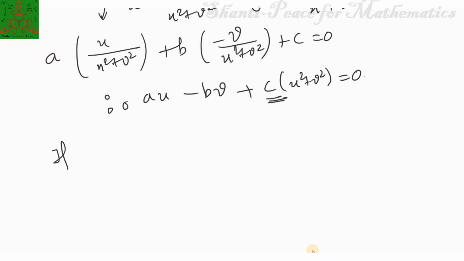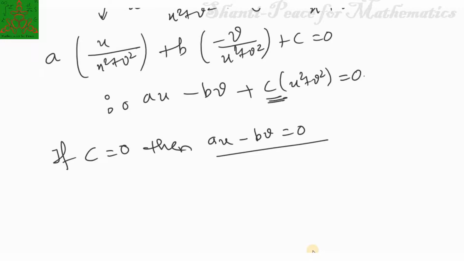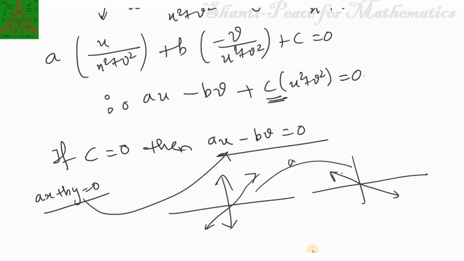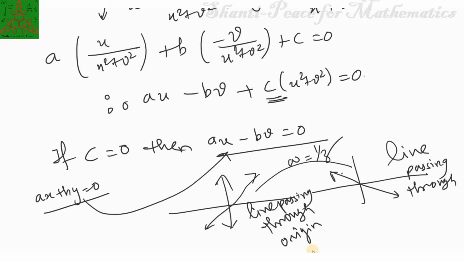If c is 0, then you will have au minus bv equal to 0, which is a line passing through origin. On the other hand, the original is the line ax plus by equal to 0. So the line passing through origin maps to a line passing through origin. So you will have a line which is passing through origin under the map w equal to 1 upon z. So a line passing through origin maps to a line passing through origin. That we can conclude from this.